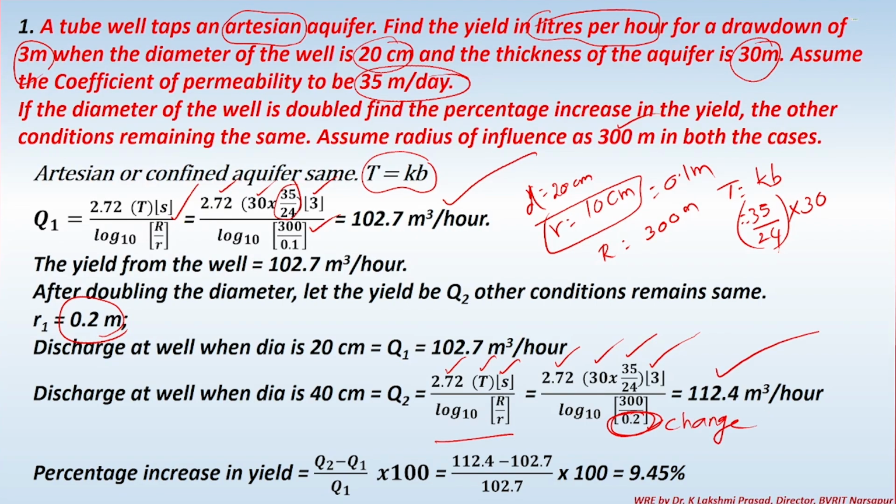Now I find again what Q2 is. So Q2 is obtained, Q1 is obtained. So what is the percentage increase? Q2 minus Q1 divided by Q1 into 100. So it is 9.45. Excellent question, I am telling you. So with only one equation you can do any problem in this confined aquifer.